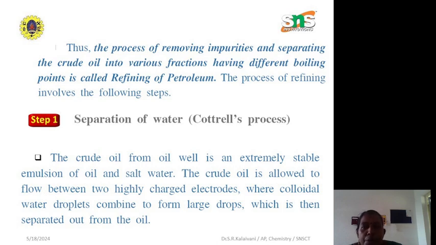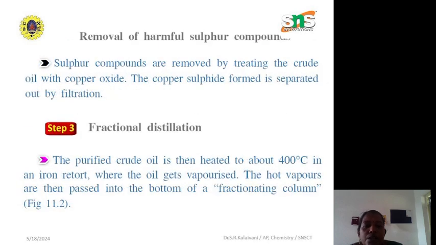This is the Cottrell process. Removal of the water from the crude oil, that process is known as the Cottrell process. The crude oil from the oil well is an extremely stable emulsion of oil and water. The crude oil is allowed to flow between two highly charged electrodes where colloidal water droplets combine to form large droplets, which are then separated from the oil. Then removal of harmful sulfur compounds. Sulfur compounds are removed by heating the crude oil with copper oxide. The copper sulfide formed is separated out by the filtration process.